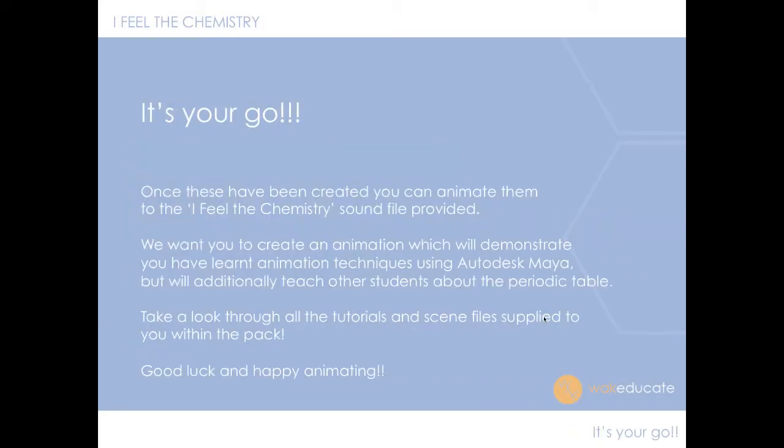So, it's your go. We now want you to design and create your own periodic table, characters and environment. So once these have been created, you can then animate them to the I Feel the Chemistry sound file provided. We want you to create an animation which will demonstrate you have learned animation techniques using Autodesk Maya, but will additionally teach other students about the periodic table.